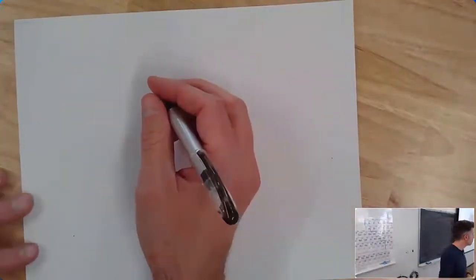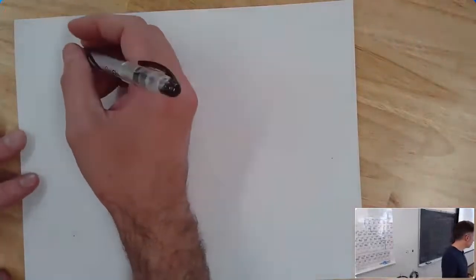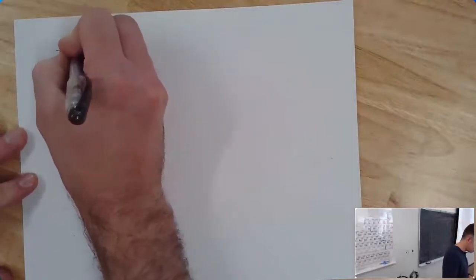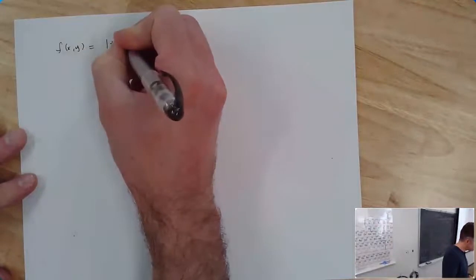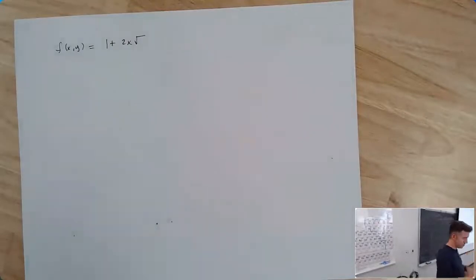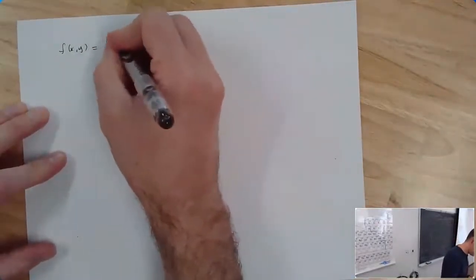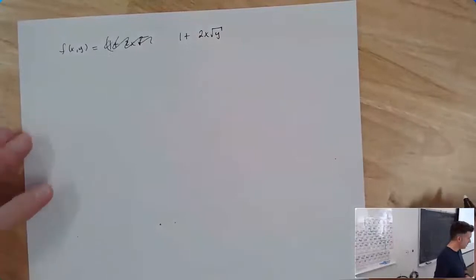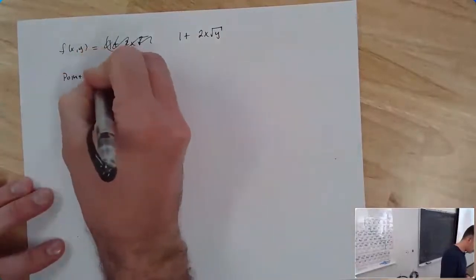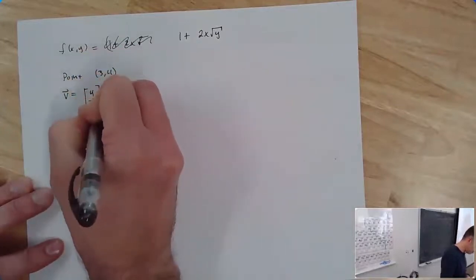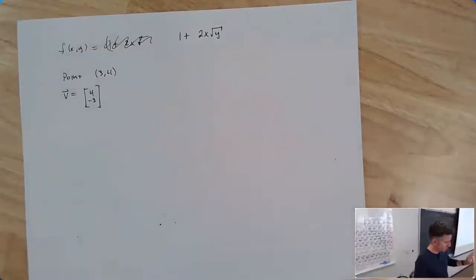Find the directional derivative at a point in direction vector v. He gives a point and then the vector, and then the function is 1 plus 2x times the square root of y. And the point is 3, 4, and the vector is 4, -3. He gives us steps, but at the end he subtracts them. What's he asking us to do specifically here?